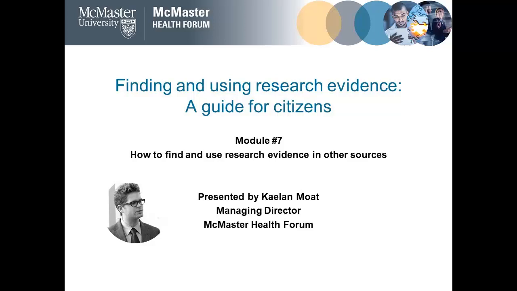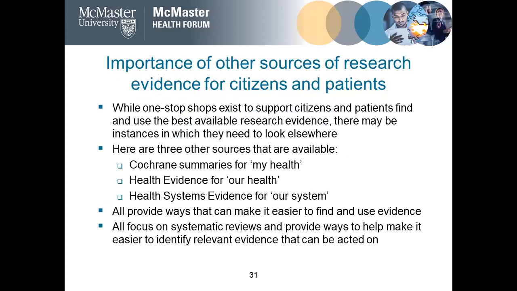Welcome to Module 7 in the Finding and Using Research Evidence, a Guide for Citizens course. In this module, we're going to talk about how to find and use research evidence in other sources. In this course, we've covered the McMaster Optimal Aging Portal to provide illustrations of an approach to support citizens and patients to find and make better use of the best available research evidence for the topics related to aging.